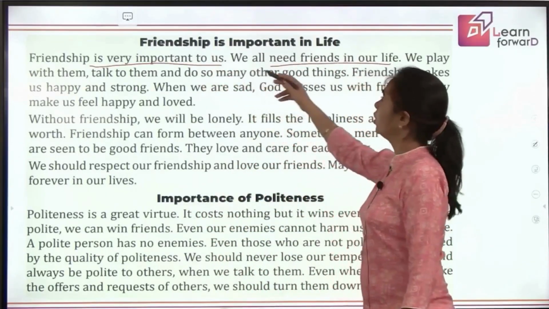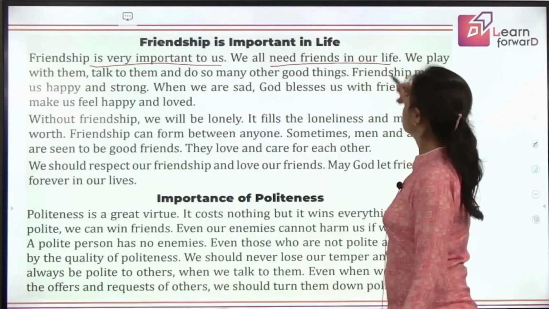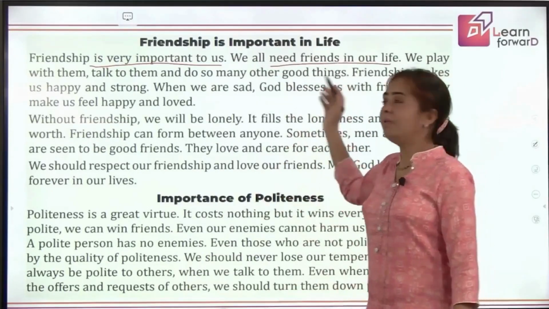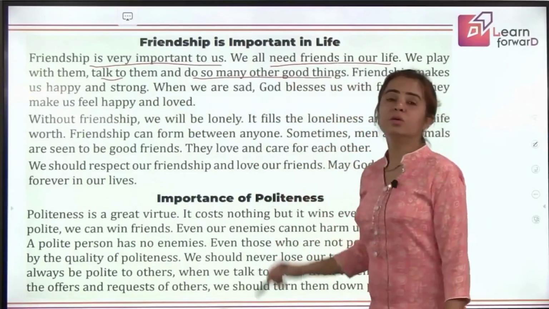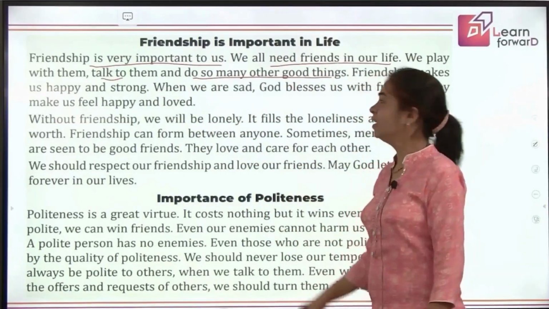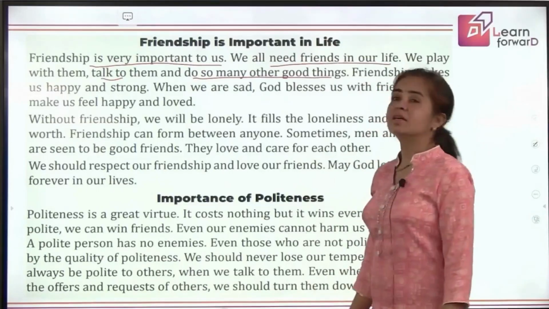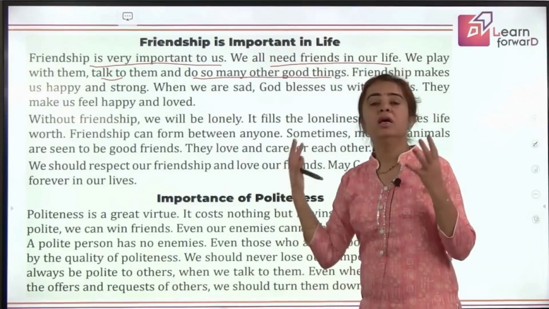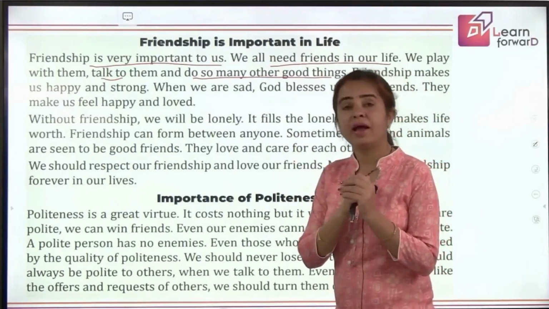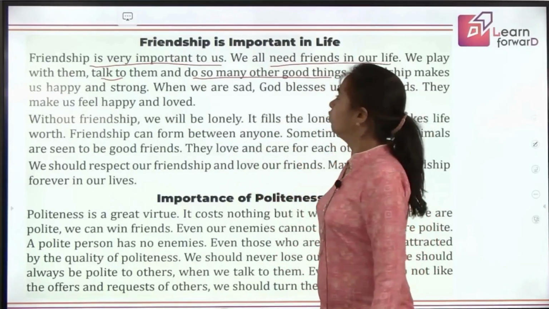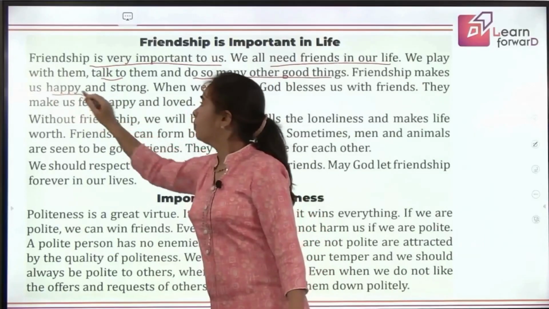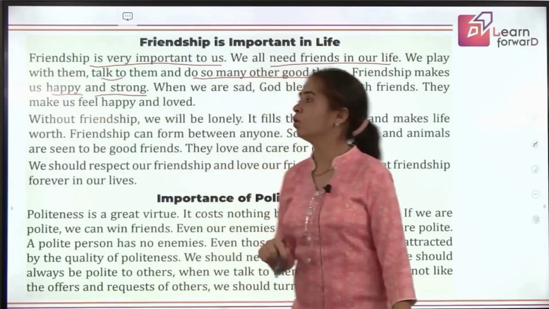Friendship is very important to us. We all need friends in our life. We play with them, we talk to them, and also do so many other good things together, right? Then friendship makes us happy and strong, because that shows unity, and in unity we always feel stronger, right? So friendship makes us happy and gives you strength also.